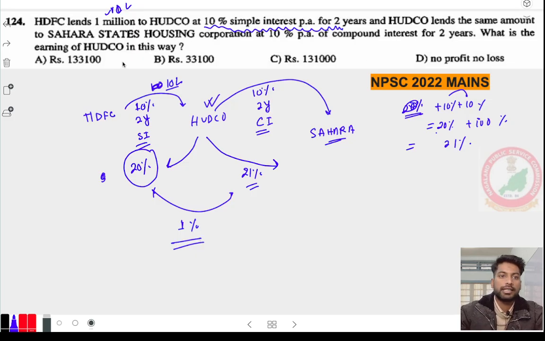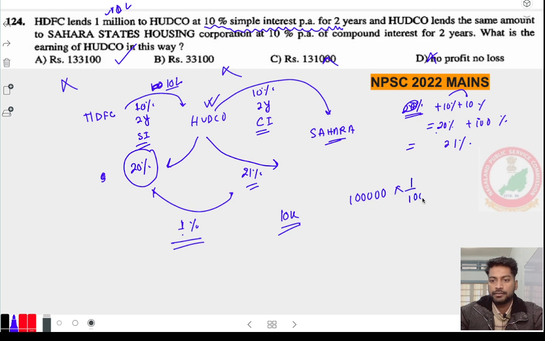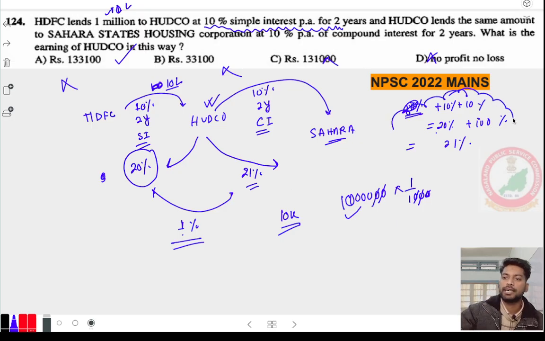So they are asking what is the earning of Hudco? 1% out of 10 lakh. Out of 10 lakh, 1% will be yours, 10,000. So 10K will be the answer. All the options are wrong. Okay? All the options are wrong. 10K will be the answer. 10 lakh into 1%, this is 10,000. Yeah, 10,000 will be the answer. I hope you understood. If you didn't understand this successive part, how to get the compound interest rate, I'll just show you. Just write in the comment. Okay, chalo.